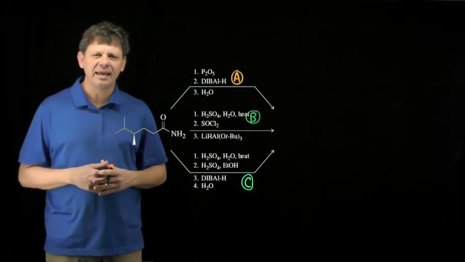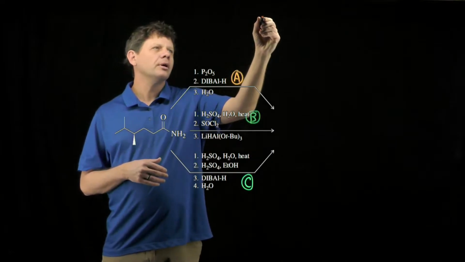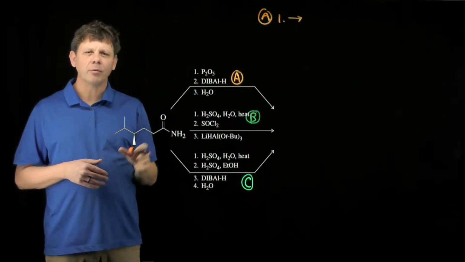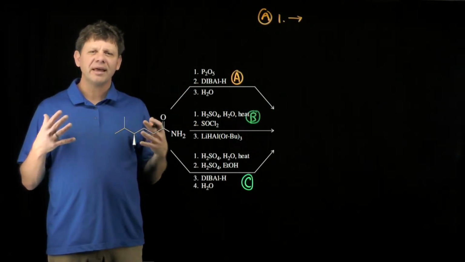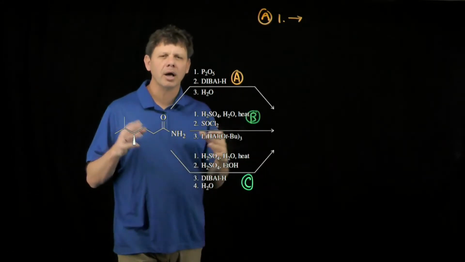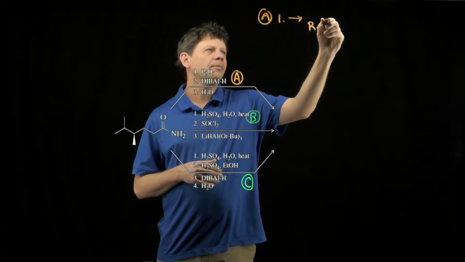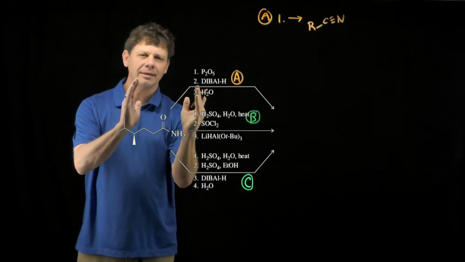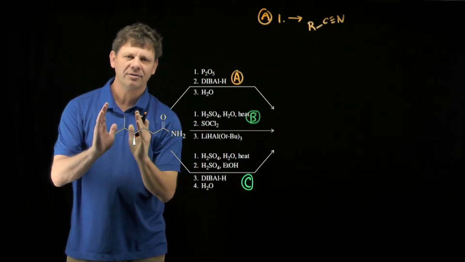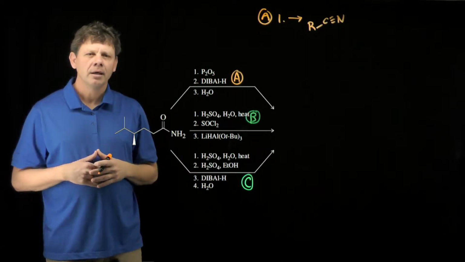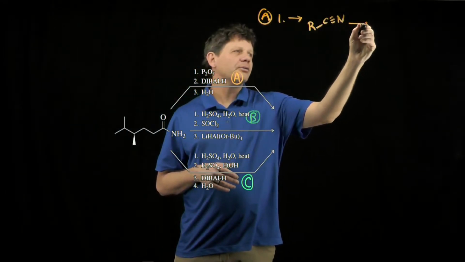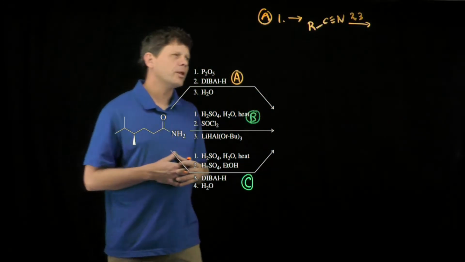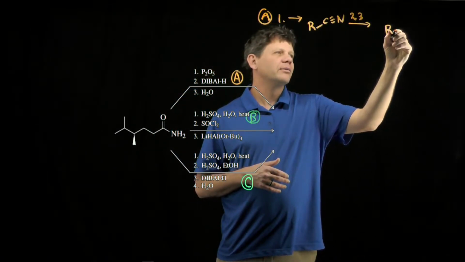So let's start with synthesis A to think about what's going to happen. We'll label up here the product of step 1. What will it give? Well, we're using this molecule, P2O5. That's going to dehydrate the amide. So the product of step 1 of part A is going to be this nitrile. And I'm just going to keep the R group the same, meaning that this whole rest of the molecule is R. When we do step 2, we're going to do actually 2 and 3 together. The process of DIBAL reduction of a nitrile will give us an aldehyde as our product.